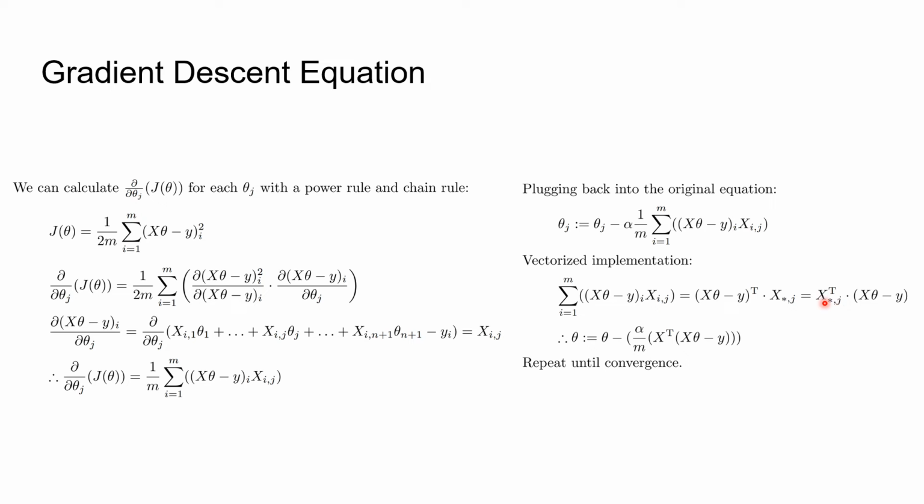So if we simply layer each row of x into a matrix, then this becomes matrix multiplication, and we get a result of the column vector, theta. We can then repeat this operation until convergence.